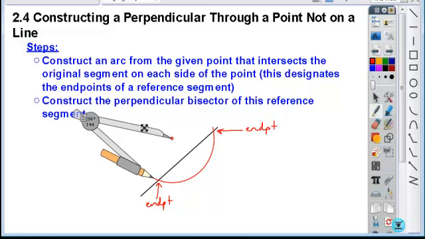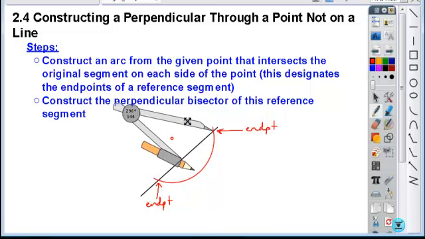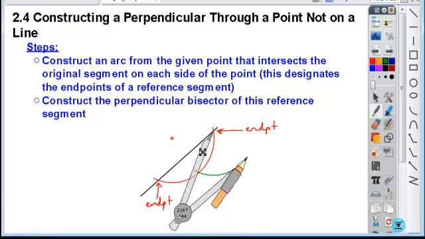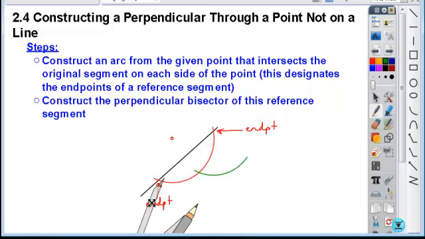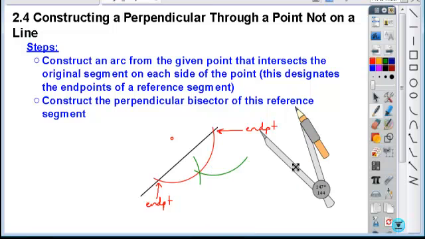You can keep your compass the exact same here, because now if you were to place your compass tip on each of these endpoints and construct an arc, you just need to construct an arc opposite your original point. And the reason for that is when I connect these, this intersection can connect to our original point, and it will be a perpendicular to that segment.